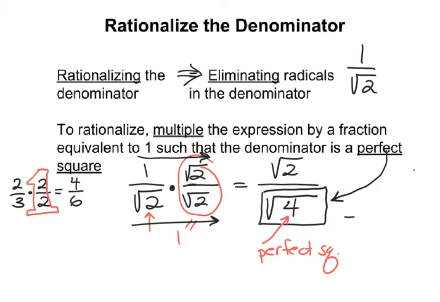So the square root of 2 is on top. 2 is not a perfect square, but the square root of 4 becomes 2. So the simplified version of 1 divided by the square root of 2 is equal to the square root of 2 divided by 2. Let's do a harder problem.